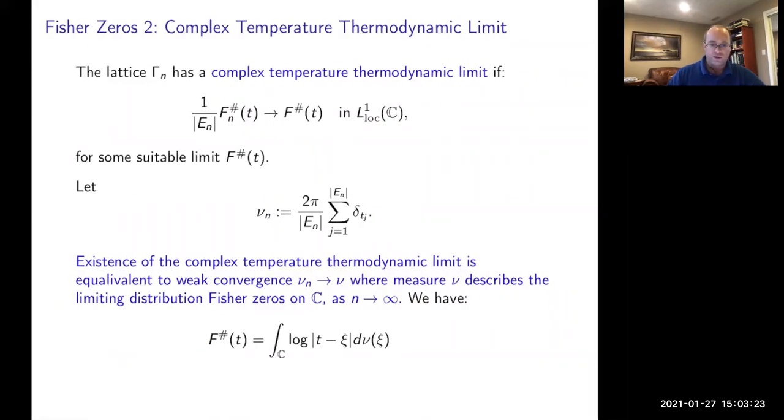And you can actually write that if this complex temperature thermodynamic limit exists, the limiting free energy is exactly the logarithmic potential over this limiting measure. So you can either think about limits of the free energies or limits of the measures, and they're equivalent. Just to point out that comparison. In certain situations when we're doing dynamics, it's easier for us to talk about the measures, but it's equivalent to the free energies.